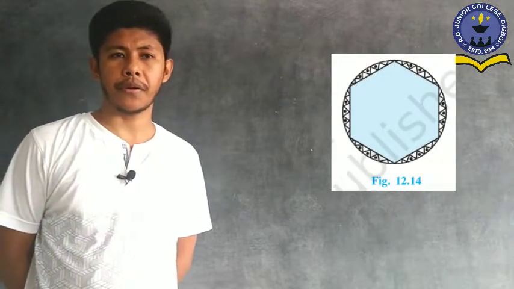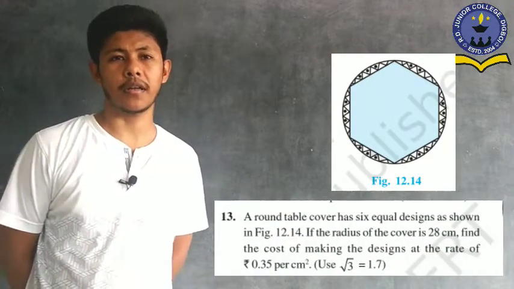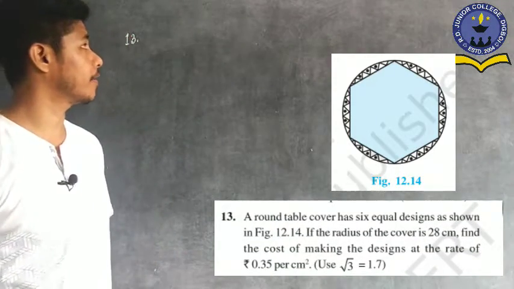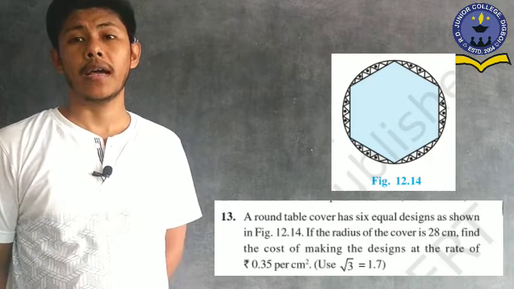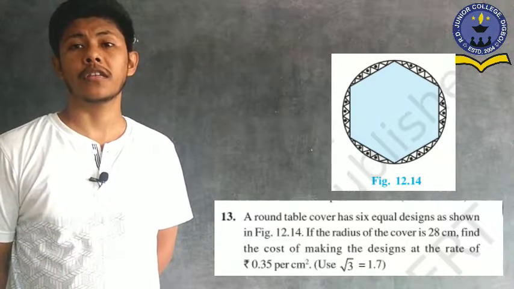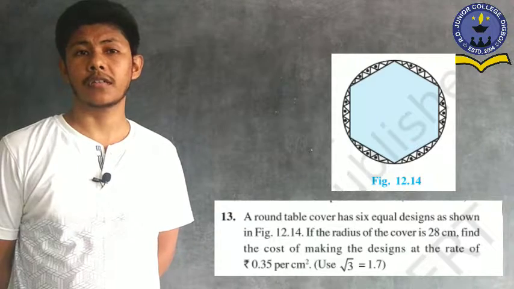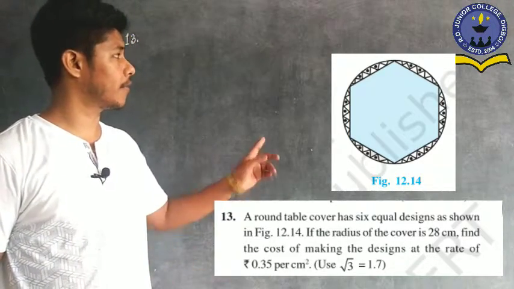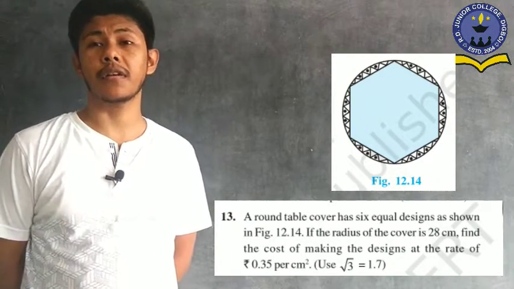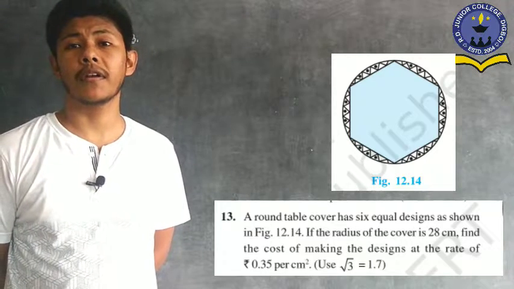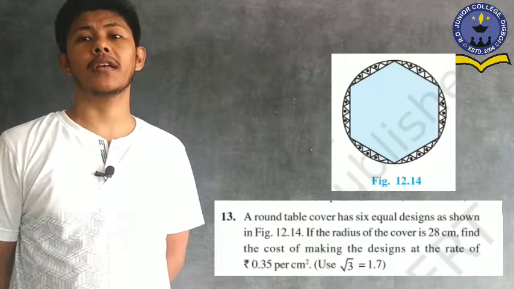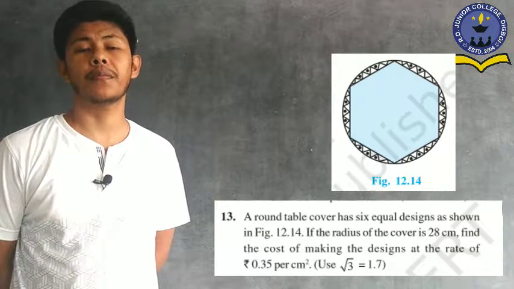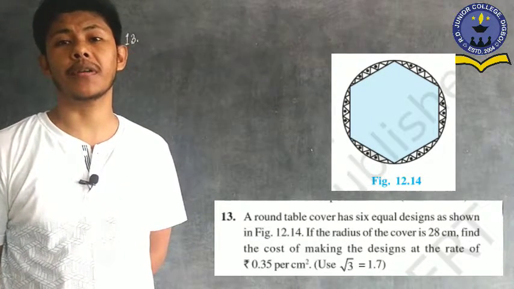Okay, after completing question number 12, now if you see question number 13, it is given in this way. A round table cover has 6 equal designs as shown in the figure. If you see here, 6 equal designs. If the radius of the cover is 28 centimeters, find the cost of making the design at the rate of 0.35 per centimeter square.